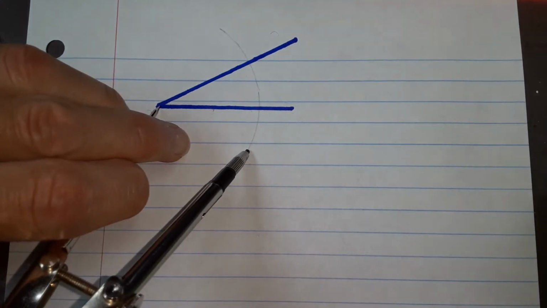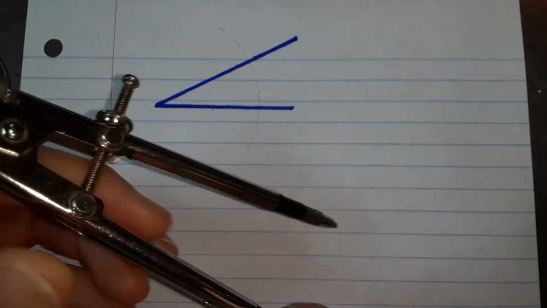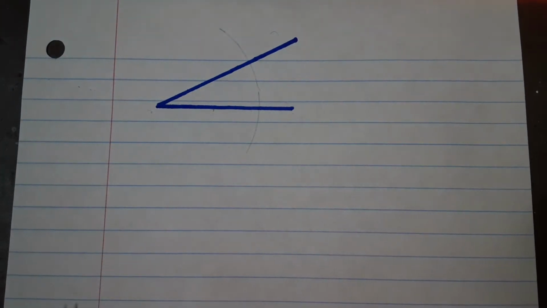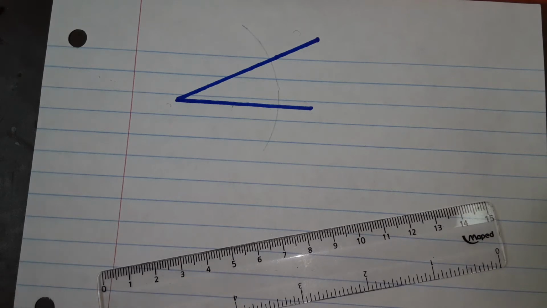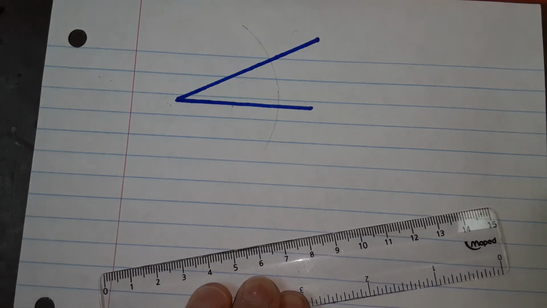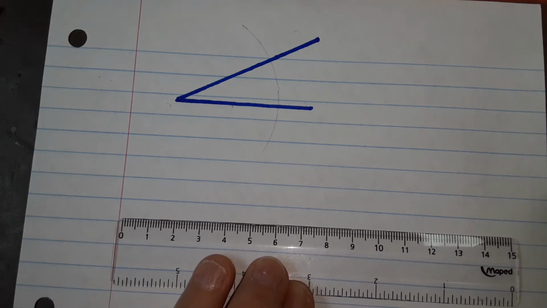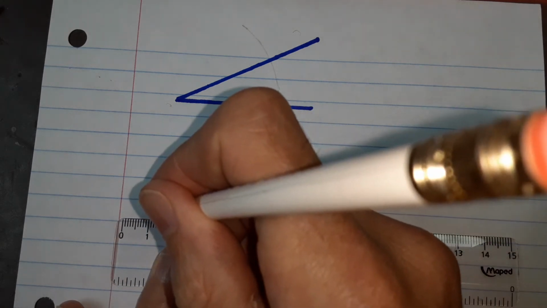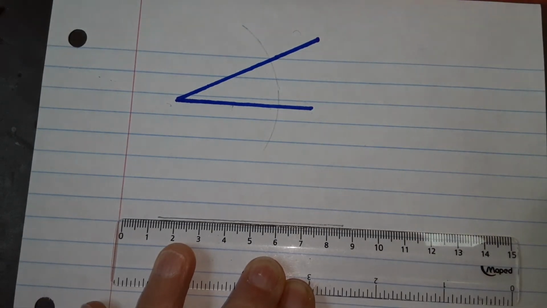draw an arc. And leave the setting on your compass where it is. Now, with your ruler, you want to draw the base of your angle wherever you want that to be. So, say I want my angle to be here. I'm going to draw a segment.